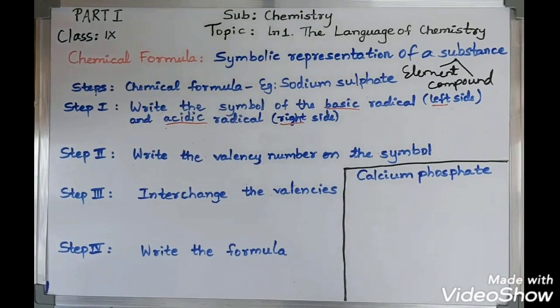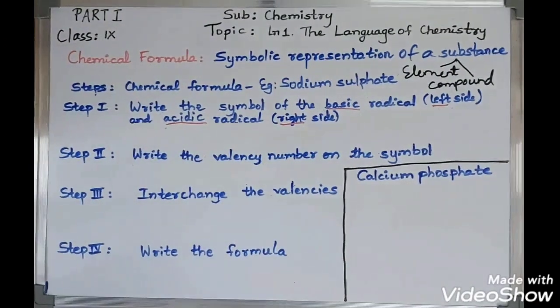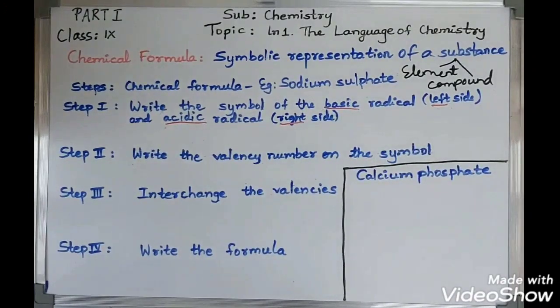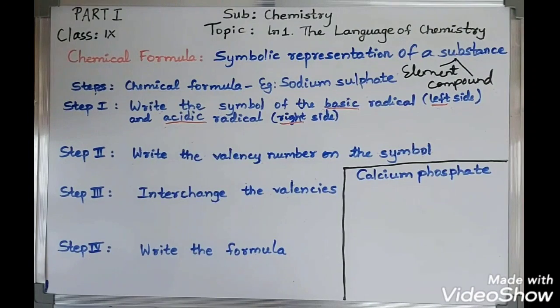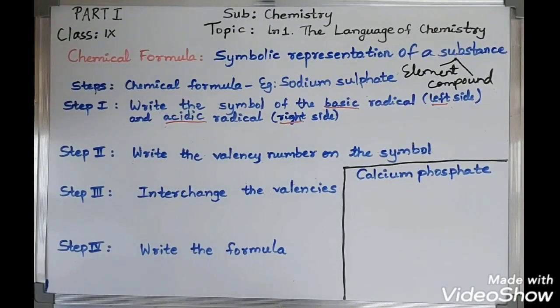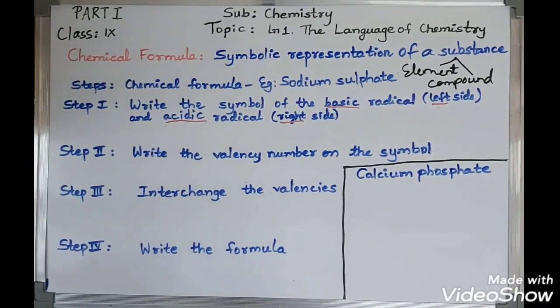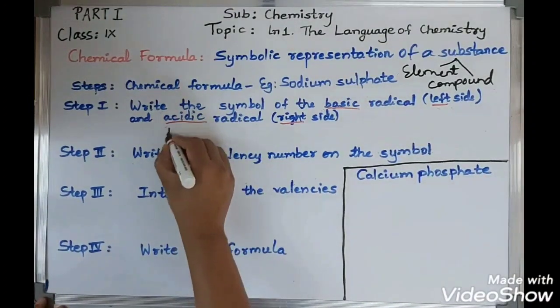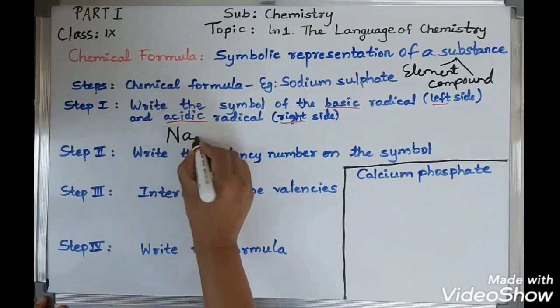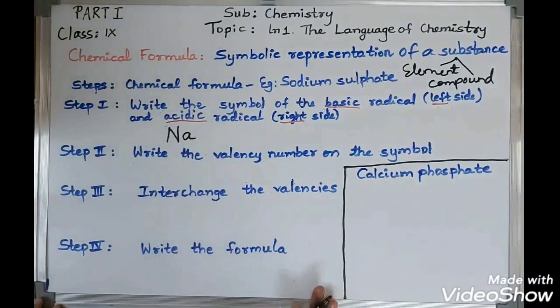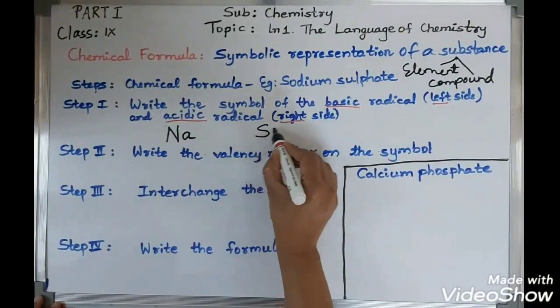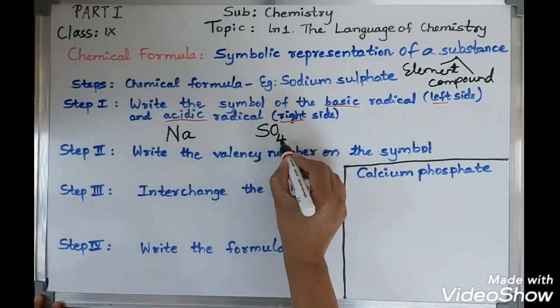Let us take the example sodium sulfate. In the first step, we will be writing the symbol of the basic radical on the left side and the acidic radical on the right side. In the example that we have taken, the basic radical in sodium sulfate is sodium. So I am going to write the symbol of sodium as Na on the left hand side, and the symbol of sulfate, which you already know, is SO4 on the right side.